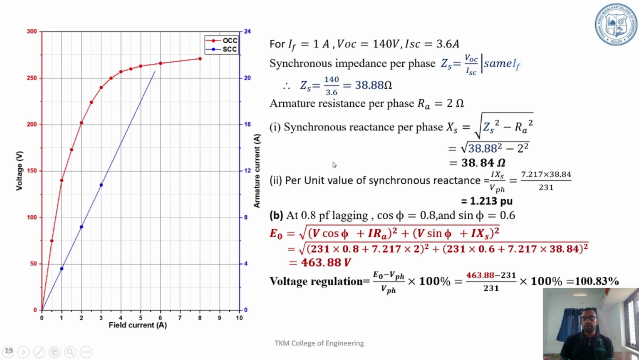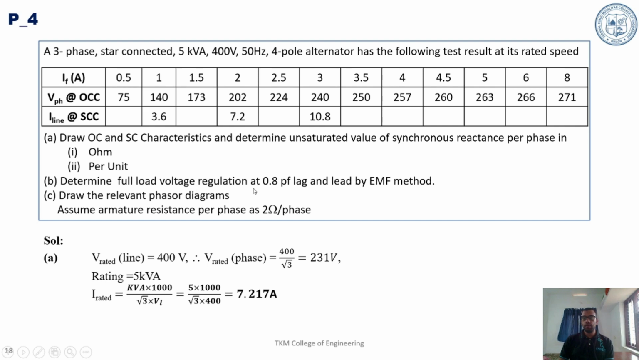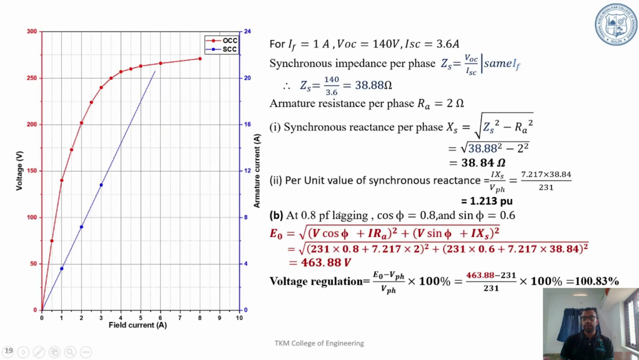Then the second part of the problem is to determine full load voltage regulation at 0.8 power factor lag and lead by the EMF method. Let's see the lagging case first. 0.8 power factor means cos phi is equal to 0.8, sin phi is equal to 0.6. Corresponding to the lagging case, this is the expression for no load induced EMF. Substituting all these values in this expression, we can obtain E0 as 463.88 volt.